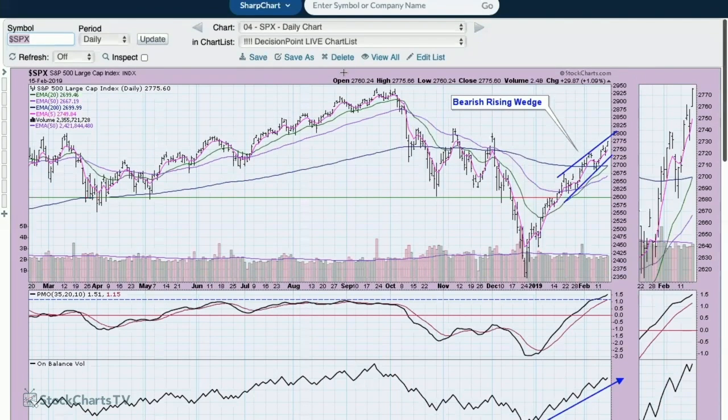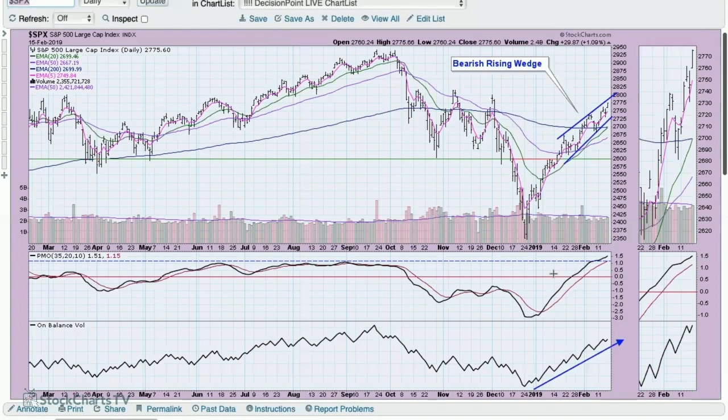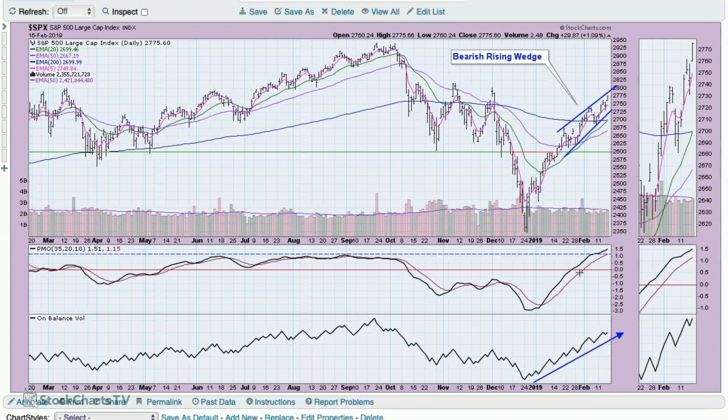And you've got a reverse divergence on the on balance volume versus price. The December top, price is not up to that top yet. Yes, and yet OBV has exceeded it by a lot.